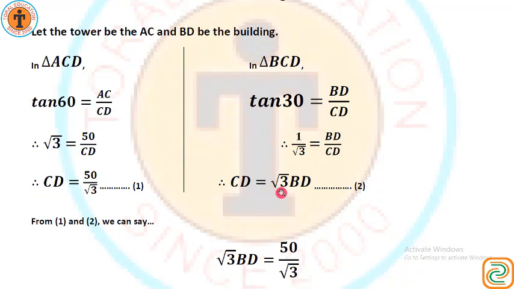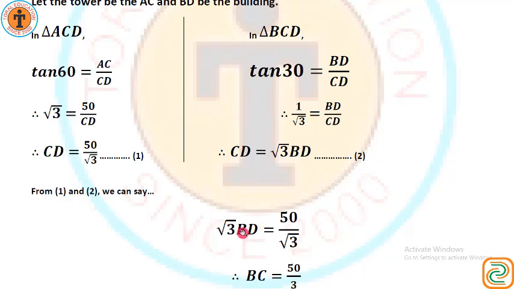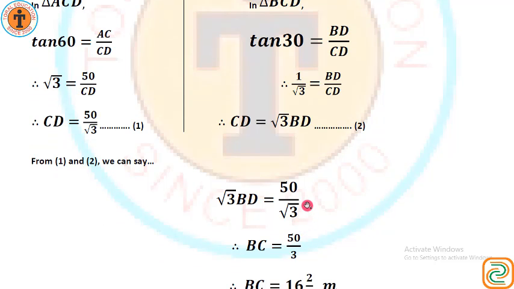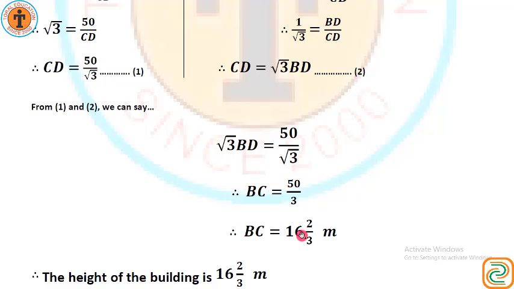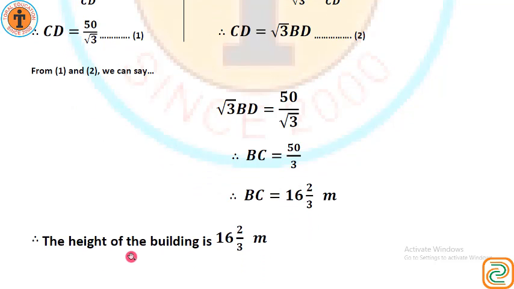So root 3 BD equals 50 upon root 3. This root 3 will go there, and then it will become 3. 50 upon 3, this is the height. 50 upon 3 means 16 integer 2 by 3. If you convert into a mixed fraction, you will get the answer. The height of the building is 16 integer 2 by 3 meter.